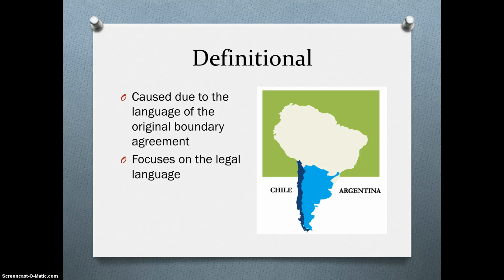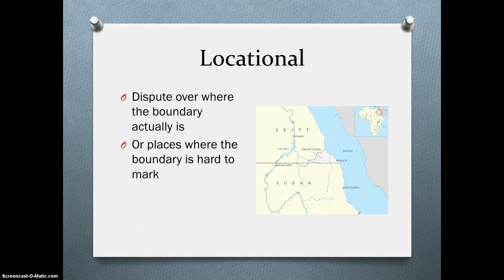The first boundary type is a definitional boundary, and this is caused due to the language of the original boundary agreement, and it focuses on the legal language. And so here, the Chile-Argentinian border, the countries are arguing where the boundary actually is. One country is saying it's on the mountaintops, while another country is saying somewhere else. So it focuses on the legal language of it. Next, we have locational boundary disputes, and this is a dispute over where the boundary actually is. And this can also be places where the boundaries are hard to mark, like maritime or in a desert or somewhere that's hard to go to.